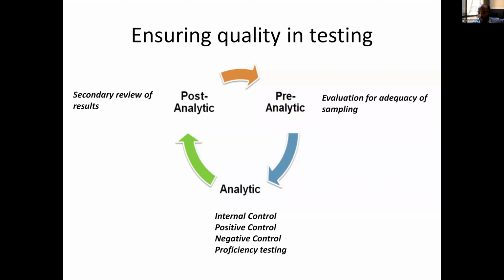So during the pre-analytic period, which is during the collection of the sample, some of the things that can be done to ensure quality is ensuring that there's adequacy in the sample that is collected by properly training the staff. And during the analytical period, there are various ways of ensuring that the analytical period is up to par. This includes using different types of controls.